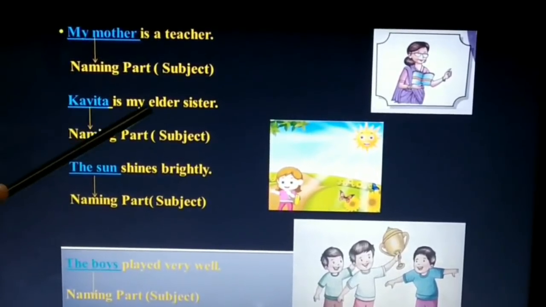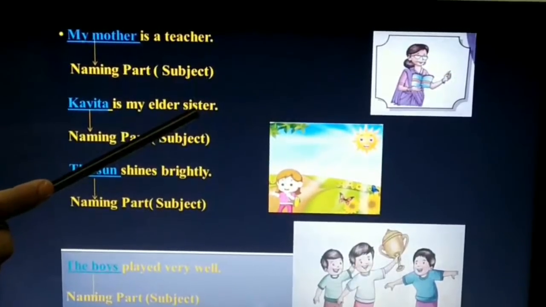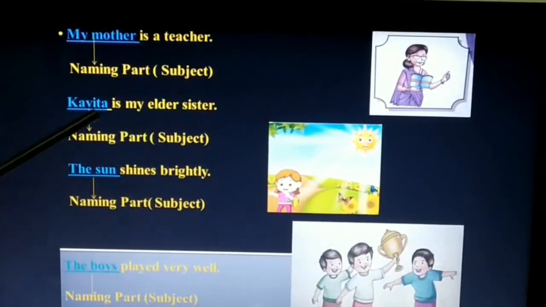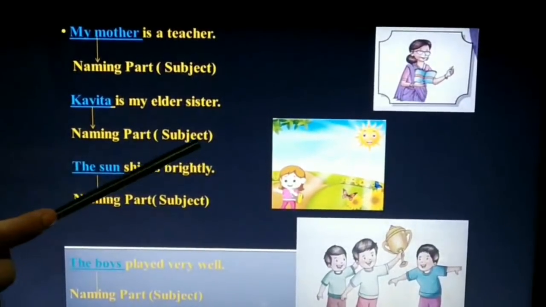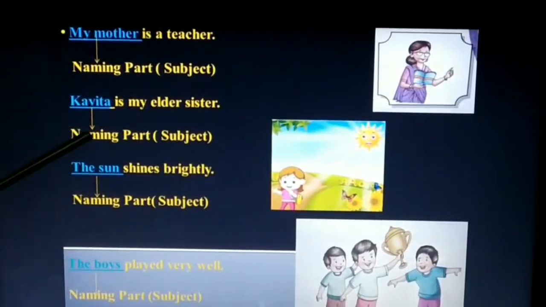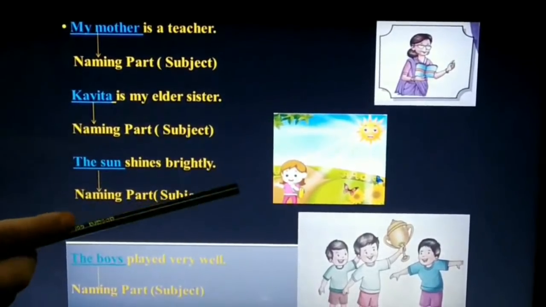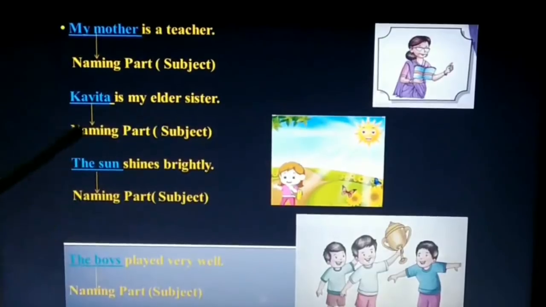Now, see the third example. Kavita is my elder sister. So, in this sentence, Kavita is a naming part. In bracket, subject is given. Can you see? Kavita is a naming part in this sentence. So, this girl is Kavita.